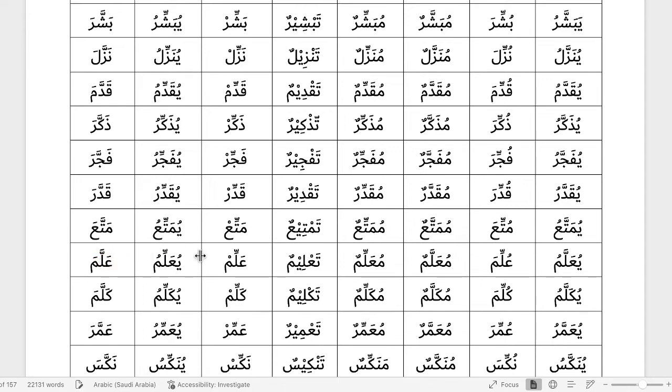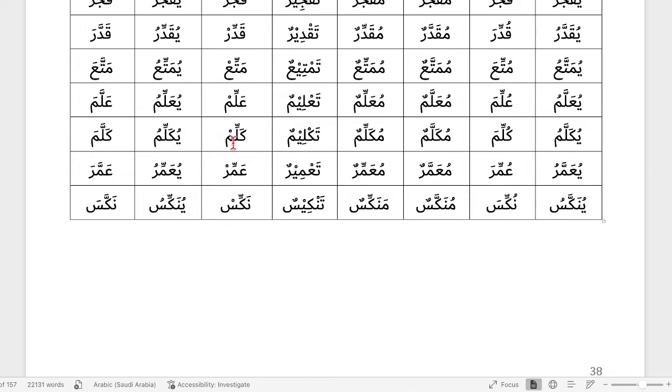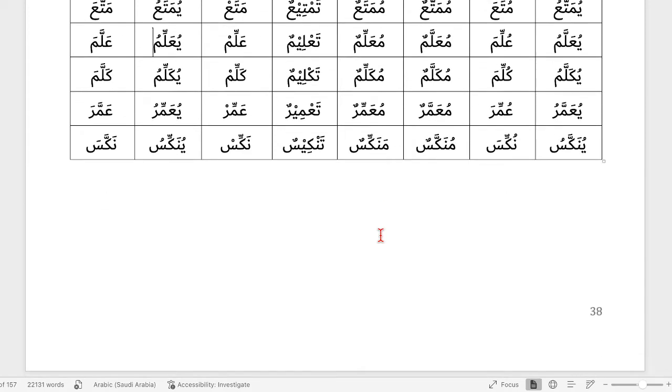Allama yuallimu, allim, ta'limun, muallimun, muallamun, ullima, yuallamu, kallama yukallimu, kallim, taklimun, mukallimun, mukallamun, kullima, yukallamu, ammara yuammiru, ammir, ta'mirun, muammirun, muammarun, ummira, yuammaru, nakkasa yunakkisu, nakkis, tankisun, munakkisun, munakkasun, nukkisa, yunakkasu. So these are all examples for form 2.